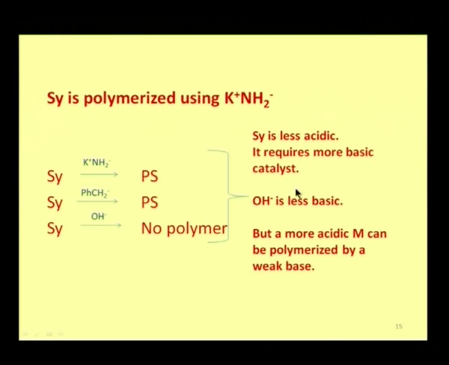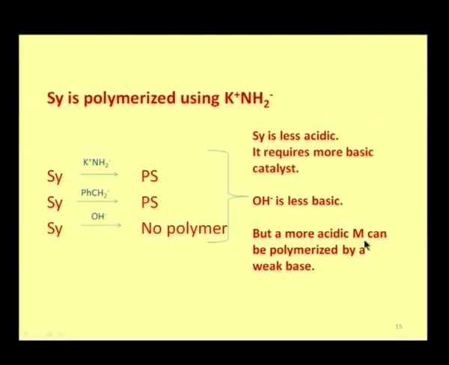The reason is this: styrene is a less acidic molecule, and hence it requires a more basic type of catalyst. But OH- is a less basic one compared to these two examples, hence it does not undergo polymerization. So, there are several other factors. One important factor decides whether a polymerization can easily take place by this mechanism for a particular monomer or not. But we should also know that a more acidic monomer can easily get polymerized by a weak base. So, such an example is also possible.